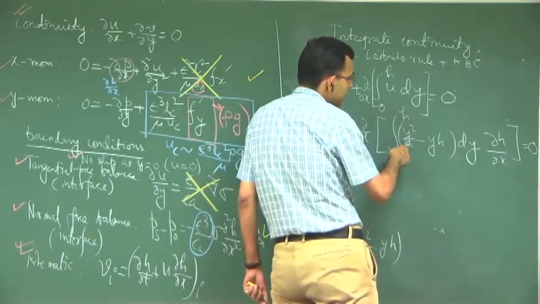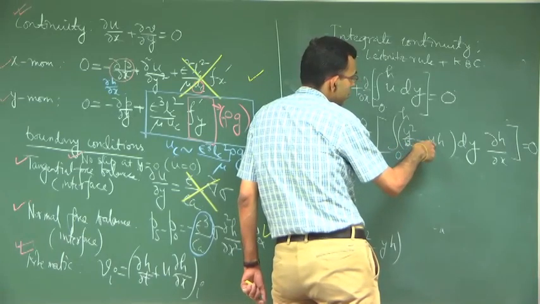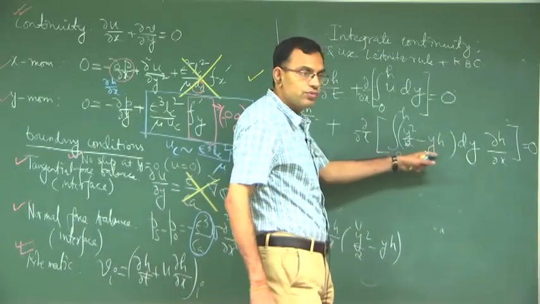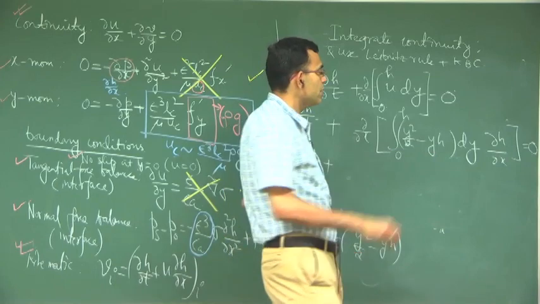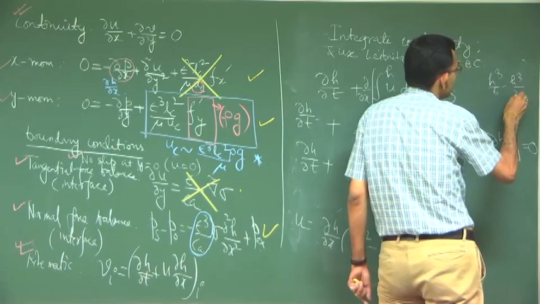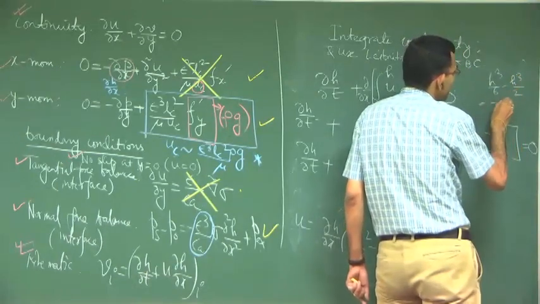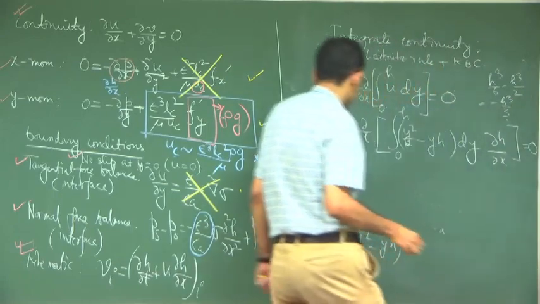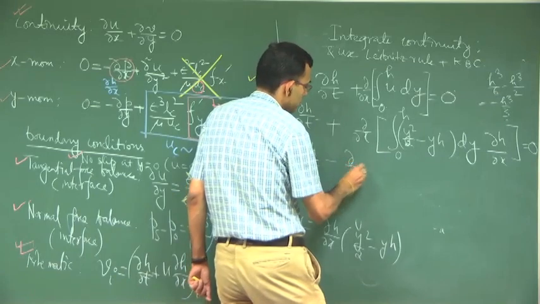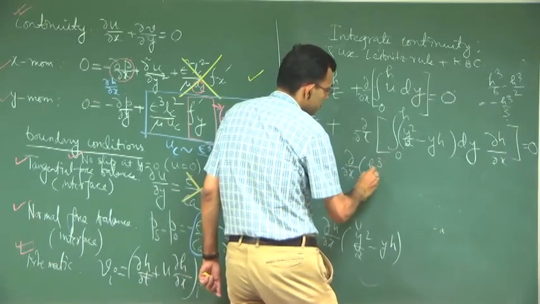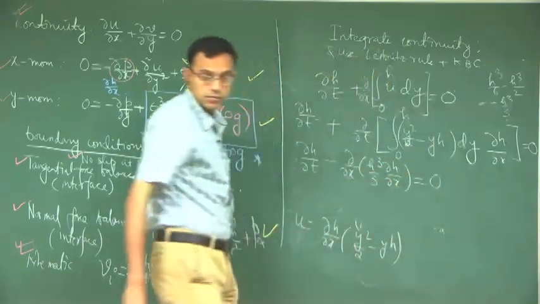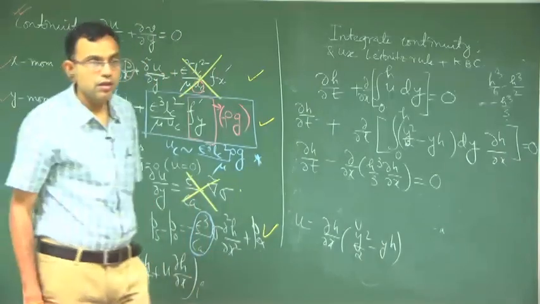h cube by 6 and this will be minus h cube by 2. So, h cube by 6 minus h cube by 2. So, this will be minus h cube by 3. Right. So, this is all right.